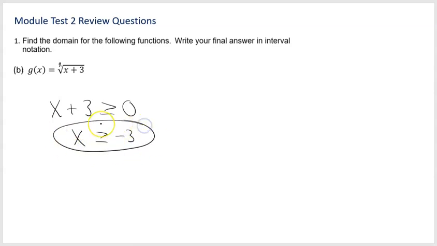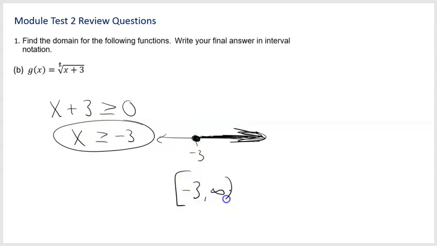Now this is the domain, but it's not in interval notation. So in interval notation, you're talking negative 3 and everything to the right, because it said greater than or equal to. That negative 3 is included, so you're talking bracket negative 3 to infinity as your domain.